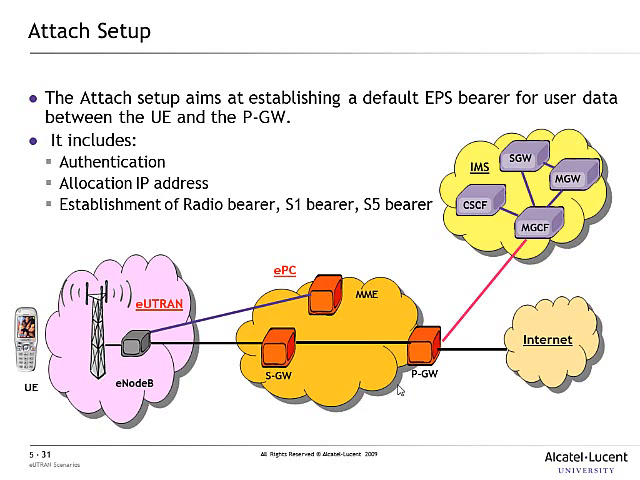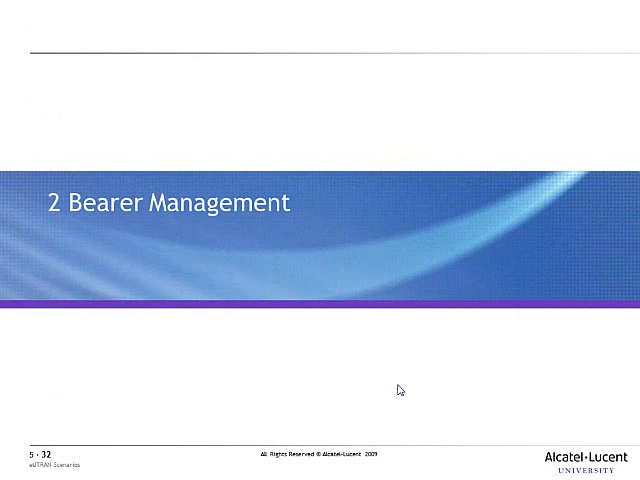So the attach aims at setting up a default bearer, and in the process of setting up this bearer, this is when authentication takes place, and you get allocation of an IP address, and you have an establishment of a radio bearer, an S1 bearer, and an S5 bearer, which are all needed for data and signaling purposes. Okay, so at the end of this attach process, we have a bearer that is set up, and we now go into the next part. So that's the bearer management.